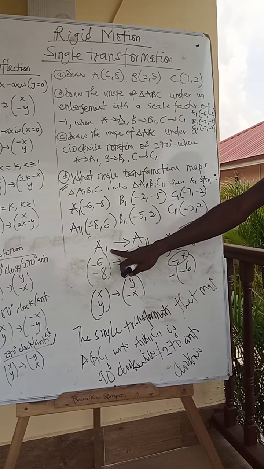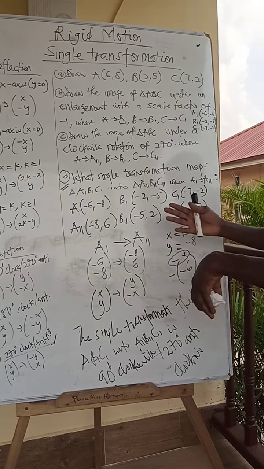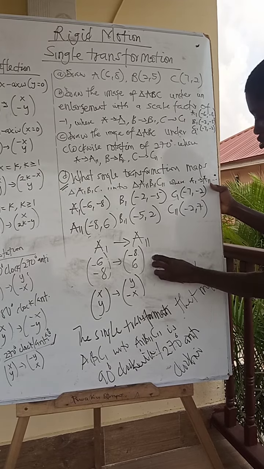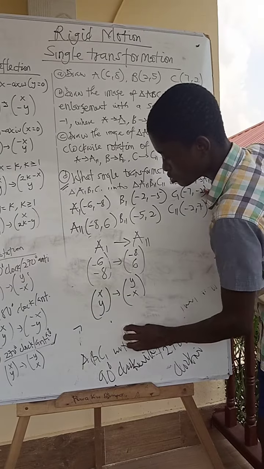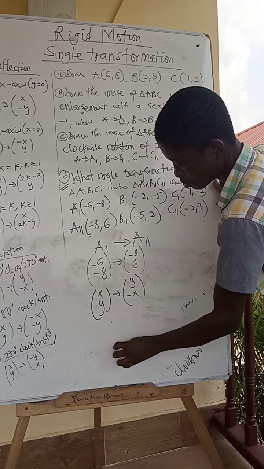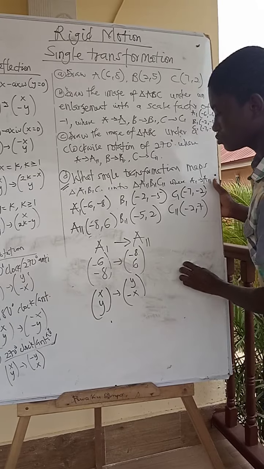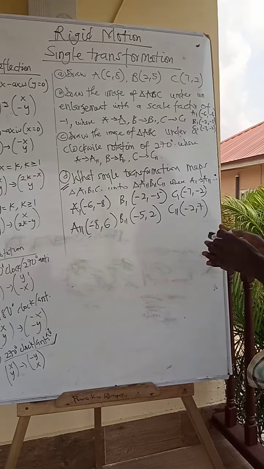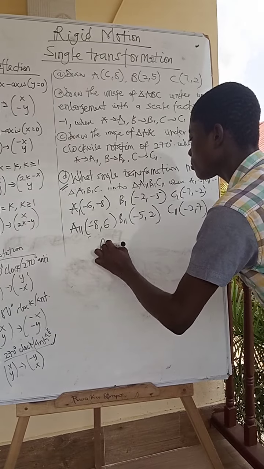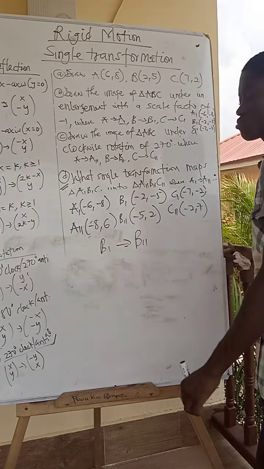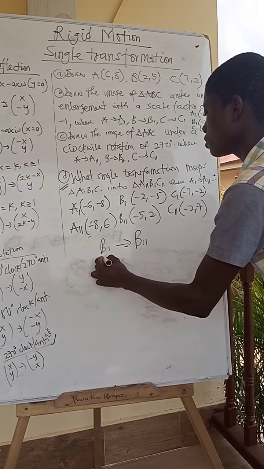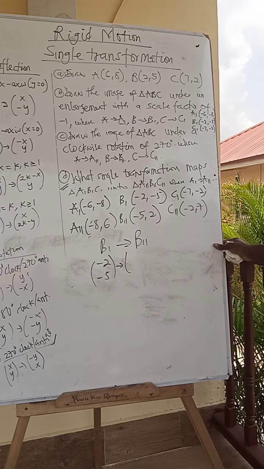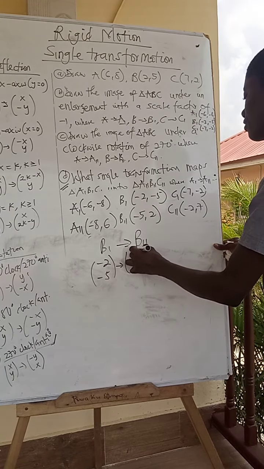So let's, instead of using A1, let's use B1 to see if you get the same answer. So we are just changing the parameters, right? To see if you will get this 90 degrees clockwise rotation. So here, what single transformation maps B1 onto B2? B1 is -2, -5. B2 is what? -5, 2.